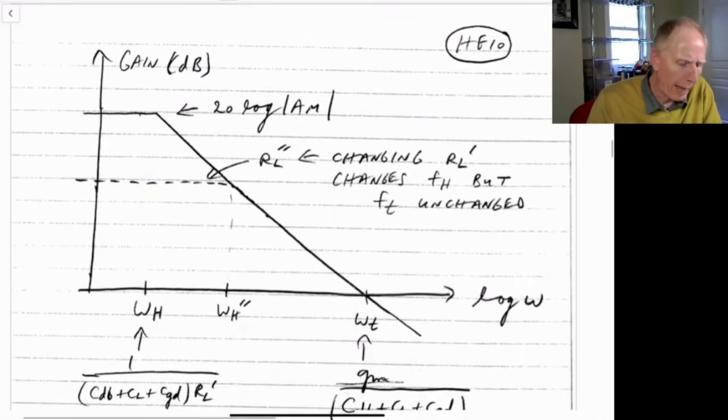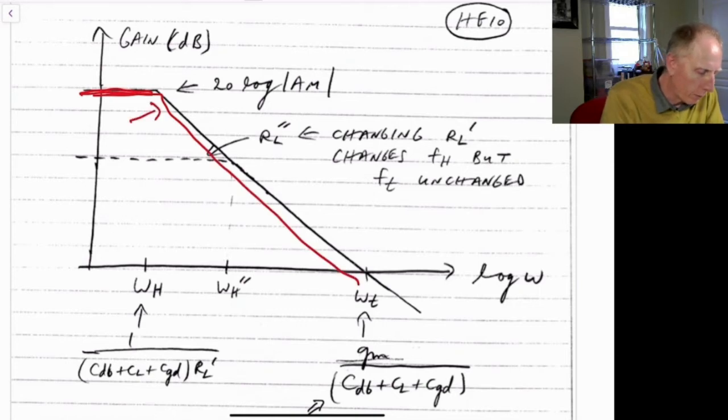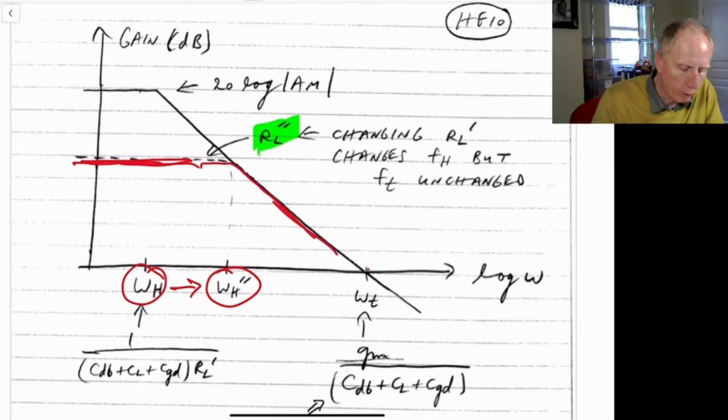So then you say, well, what would happen if I changed RL prime? Well, we plotted that here. If our original one with RL prime was given by this curve here, and let's say I changed it to a new value, RL double prime, and let's say it's a lower value, then the DC gain would reduce. The omega H would move to omega H double prime, but it would still follow pretty much the same curve, and this omega T here stays the same.